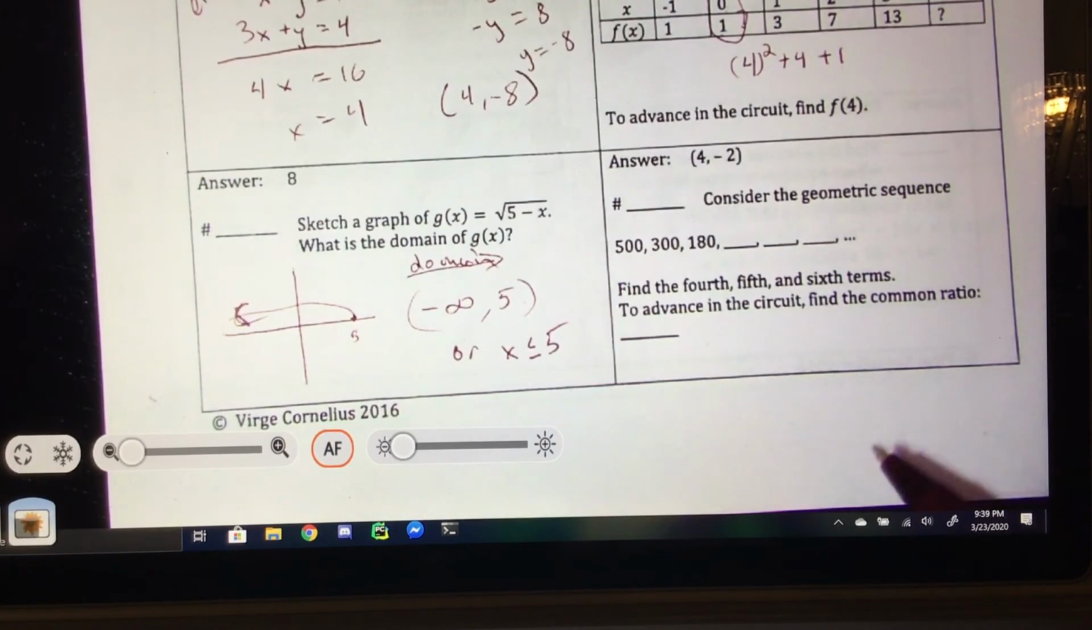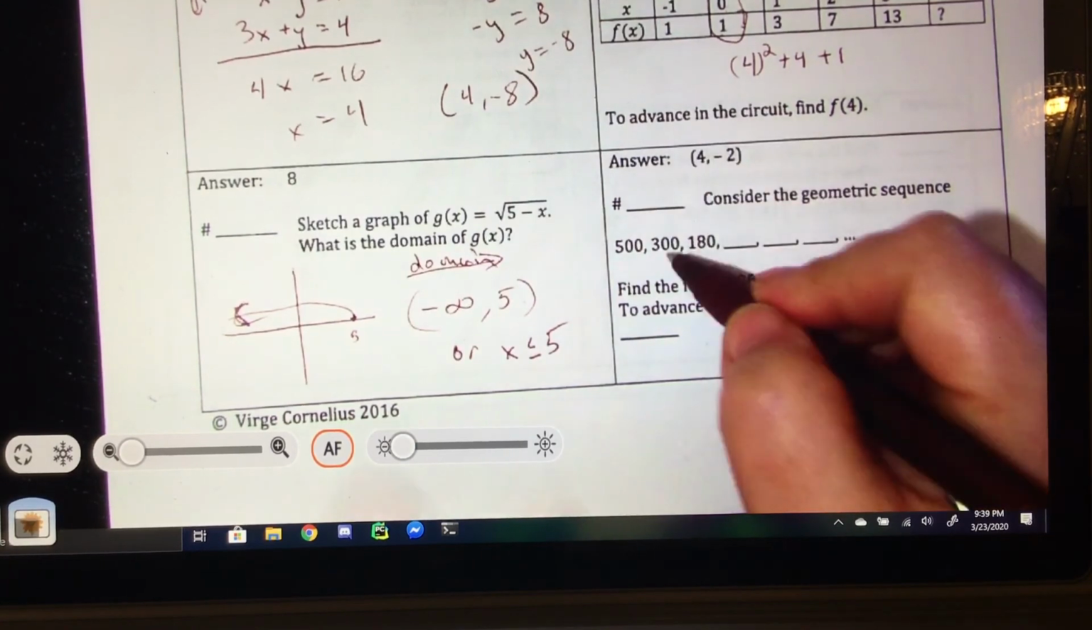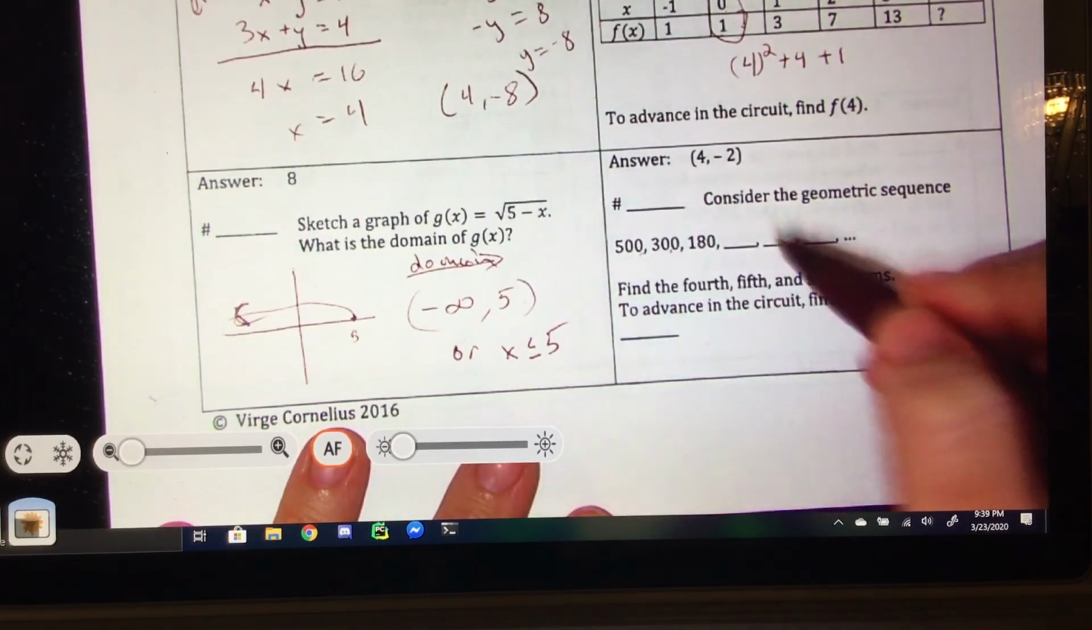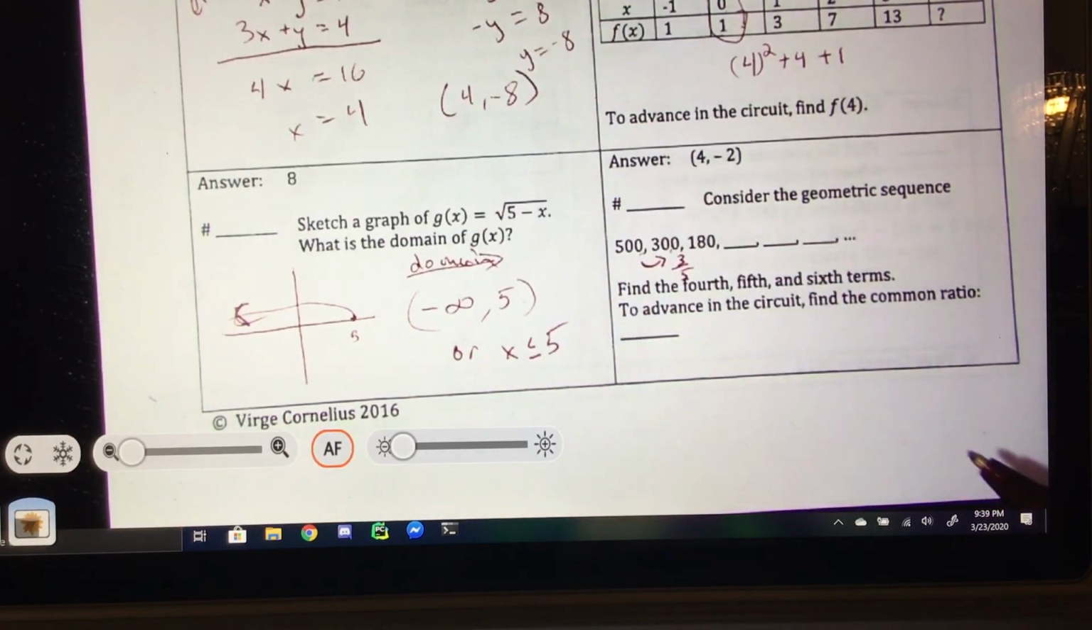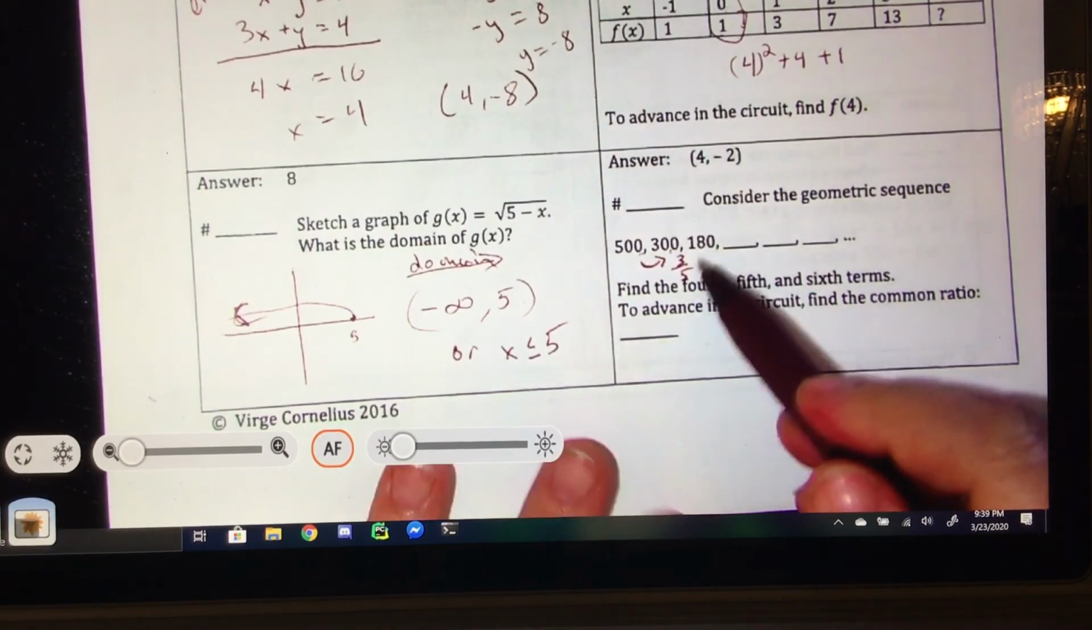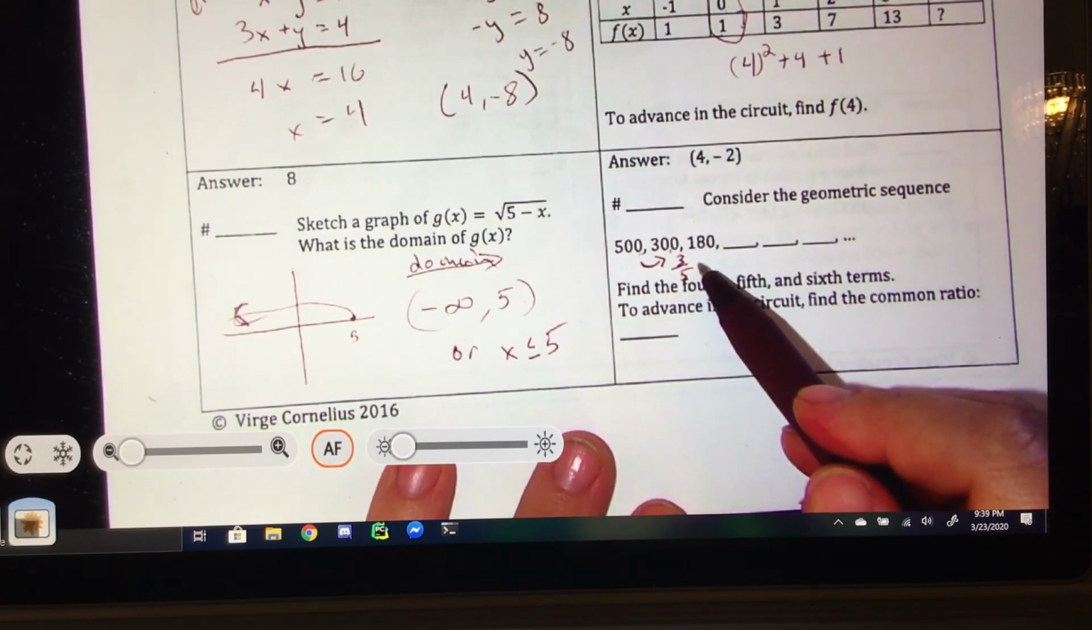Last one, ooh, geometric sequence. Another flashback to Math 1. Geometric means that there's some kind of multiplication going on. In order to get from 500 to 300, it's 3/5. So 3/5 of 180.